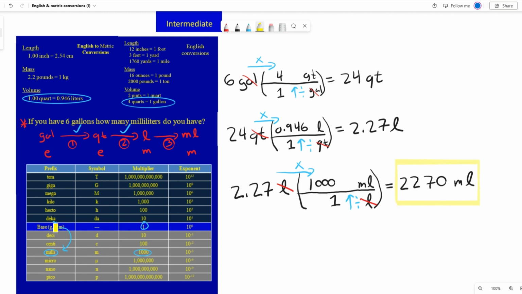So we took a look at 3 English to metric conversions, one for mass, one for length, and then one for volume. One that was 1 step, one that was 2 steps, and one that was 3 steps. So you can kind of see how they can progressively get more difficult.